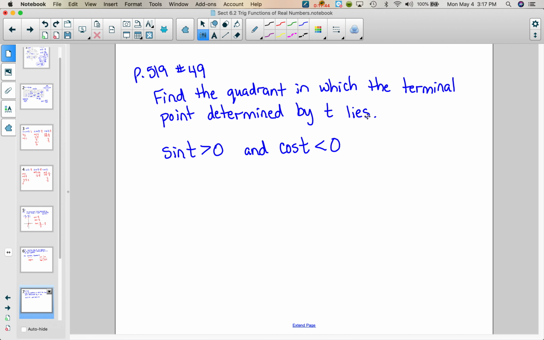And number 49 on the same page, find the quadrant in which the terminal point determined by t lies. Okay, so if sine t is positive, then all students take calculus, so this could be quadrant 1 or 2. Cosine is negative, because cosine is positive in quadrants 1 and 4, so this could be 2 or 3. So what's common to both? So this must be a quadrant 2 angle. Again, I think we did something like that.